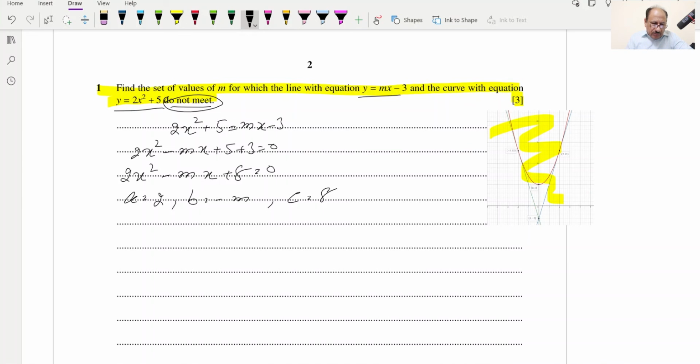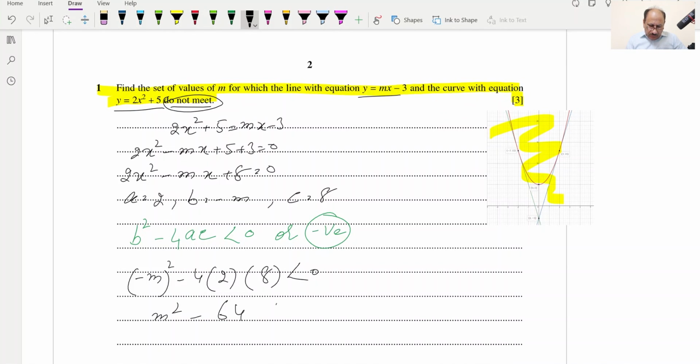Now for the condition that they do not meet, it means that there are no solutions for this one, and for no solutions we check the discriminant, which is b squared minus 4ac, and b squared minus 4ac should be less than 0, or you can say that it should be negative. Now we check b squared, minus m whole squared, minus 4 into a which is 2 and c which is 8, and this should be less than 0. So it will be m squared minus 4 into 2 into 8, 8 into 8 will be 64, less than 0.